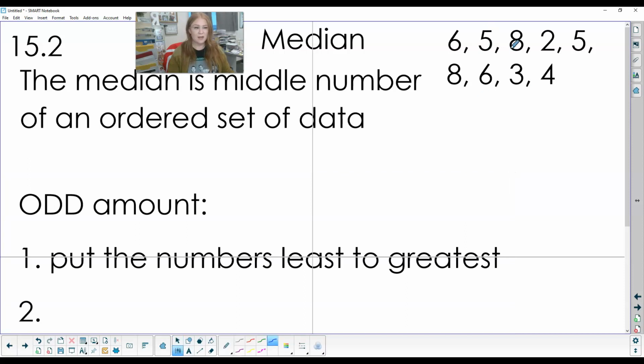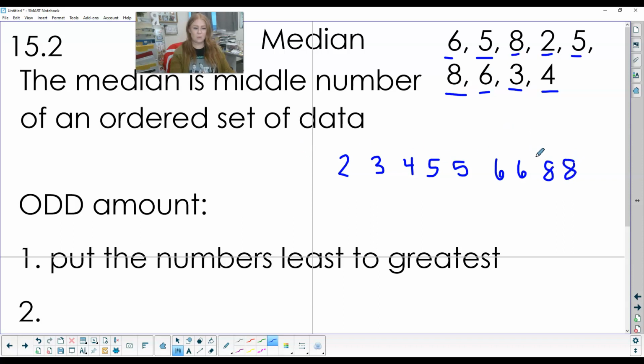I can see I have a 2, and I always like to leave a little bit of space in case I find one later. I don't want to put my next one right next to it, because I might find another 2 later and need to squish it in there. Now I have a 3, so I could put another number here if I needed to. And I see a 4 and a 5, a 6 and a 6. Oh, I see another 5. Okay, 5, 6, 6, 8, 8. So I have all my numbers in order.